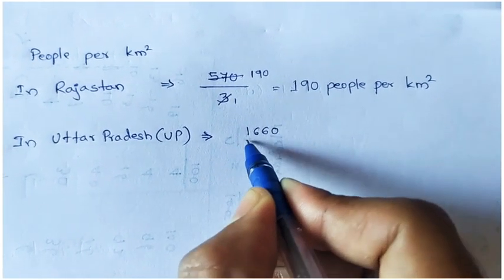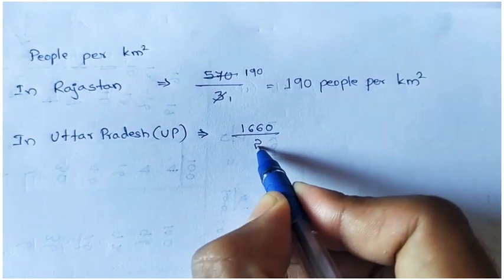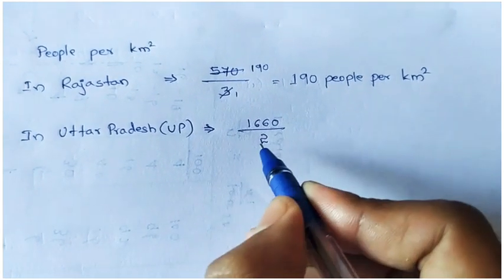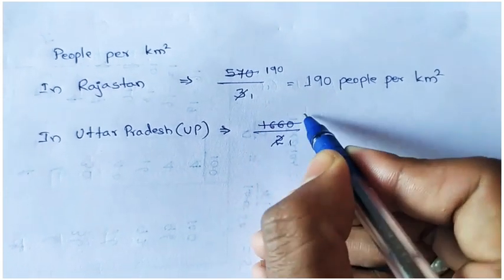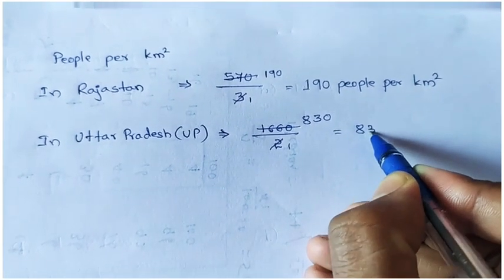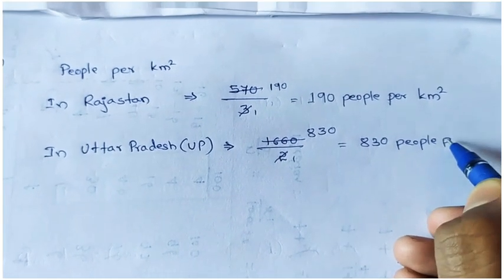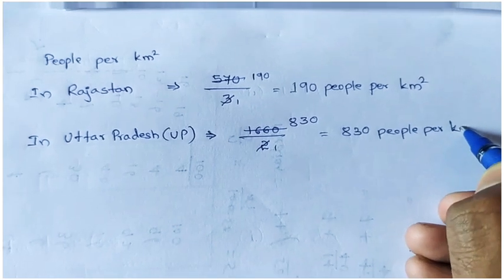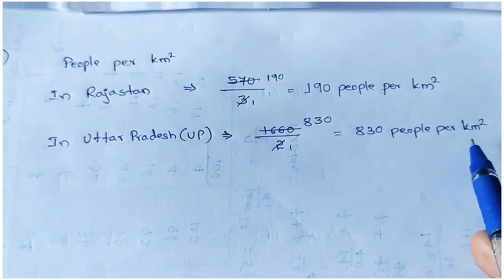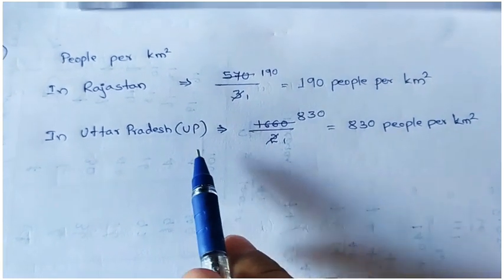1660 lakhs. Okay, and how much area is there? It is 2 lakh kilometer square. So now divide it: 1s are 2, 8s are 16, 3s are... So here we will get 830 people per kilometer square. Okay, for every 1 kilometer square there will be 830 people in Uttar Pradesh, means UP.